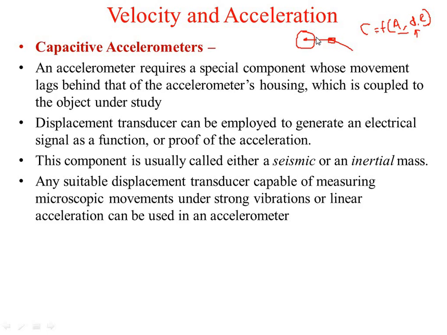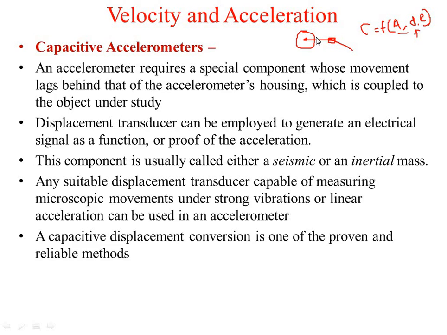So a suitable displacement transducer, capable of measuring the microscopic movement under strong vibration or linear acceleration, can be used in an accelerometer. Whenever there is displacement, small vibrations or strong vibrations will cause a microscopic movement in the plates, and that can be measured with the help of the accelerometer. You can convert it into acceleration. Capacitive displacement conversion is one of the proven and reliable methods for this.